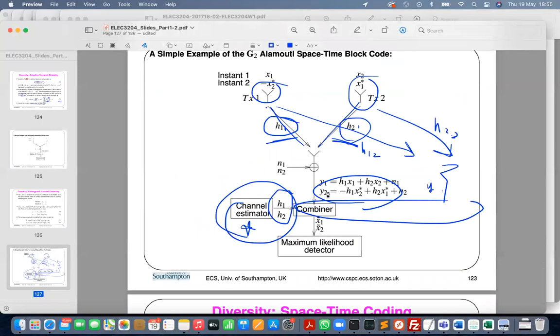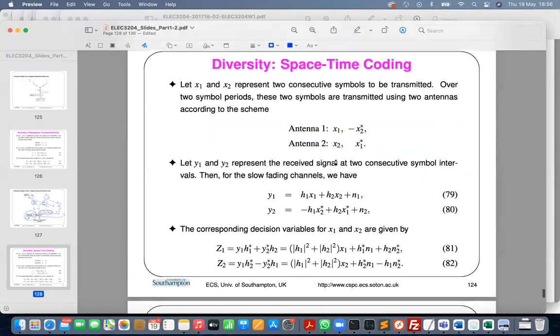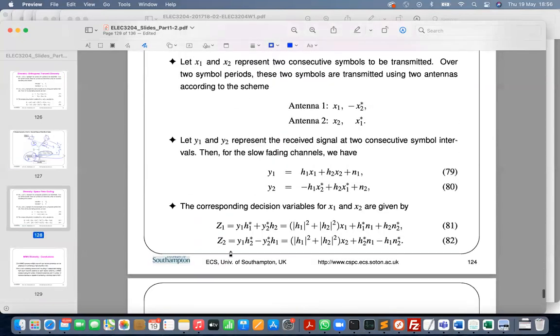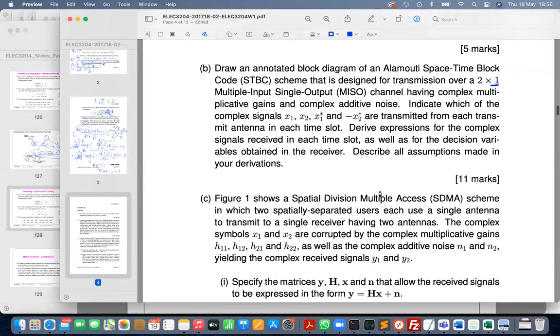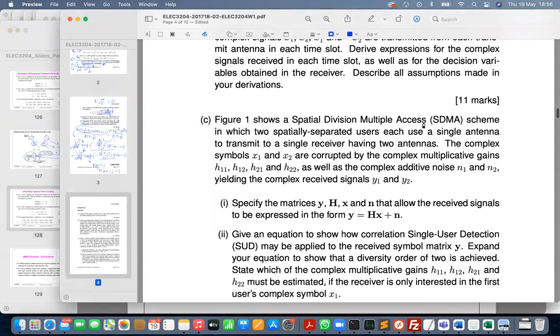So you need to practice this at home and follow these steps on the slides. And then in the end, you have these decision variables. This question is a single receiver antenna, so it's quite easy. And now you have SDMA, where you have 2 users, and then transmit to a single receiver, so 1 receiver antenna.